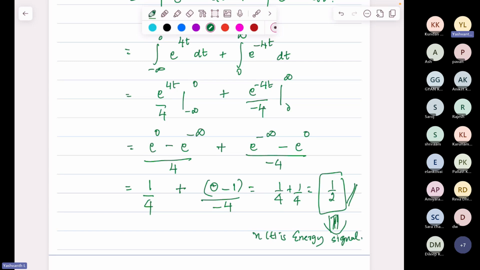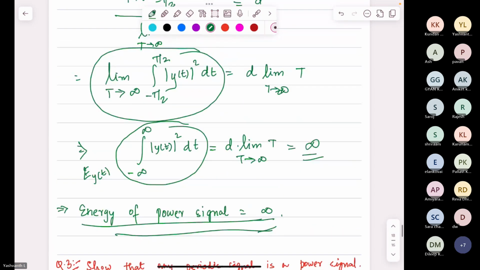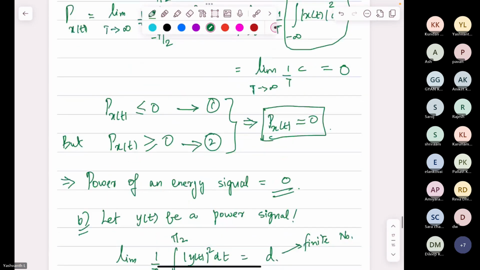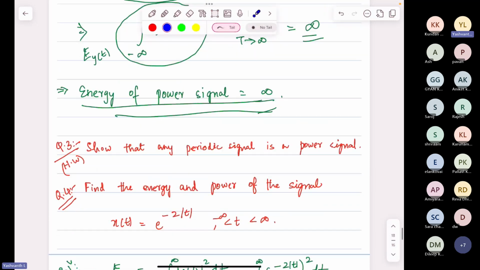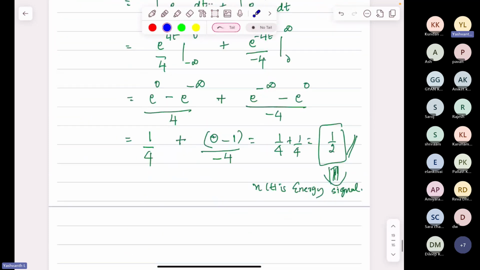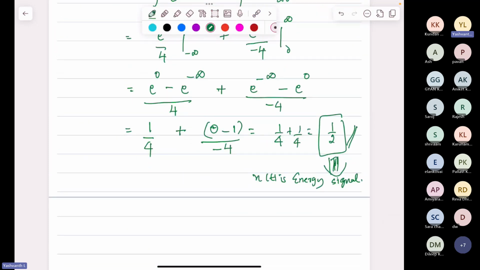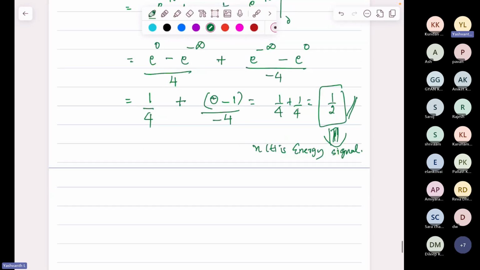Now you should predict the power I'm going to compute. What is the power of an energy signal? 0. Okay, so we'll compute the power and show that it evaluates to 0. We already know the answer, but we need to show it, because we'll get practice using the formula.